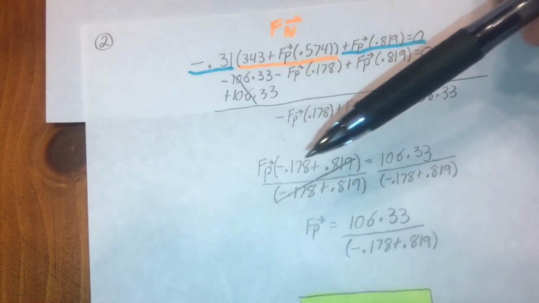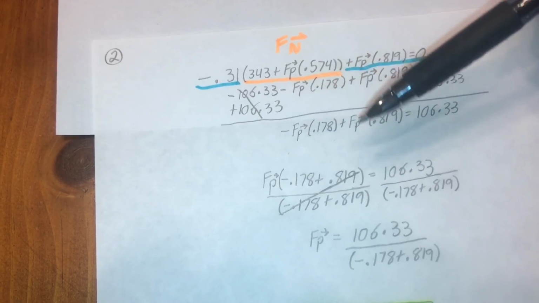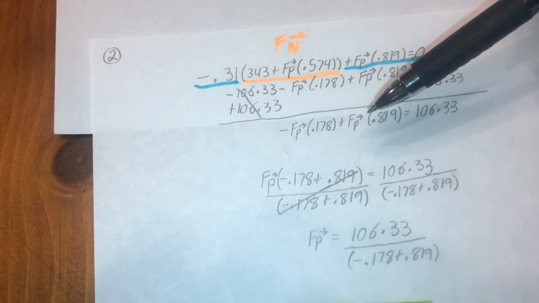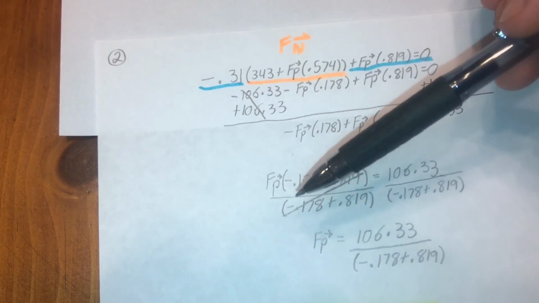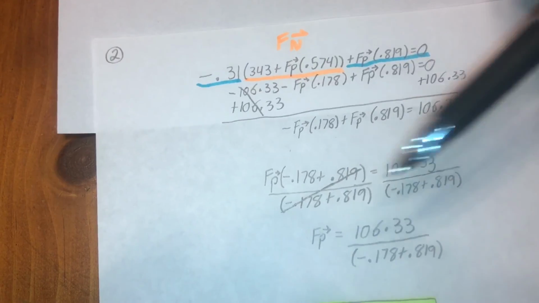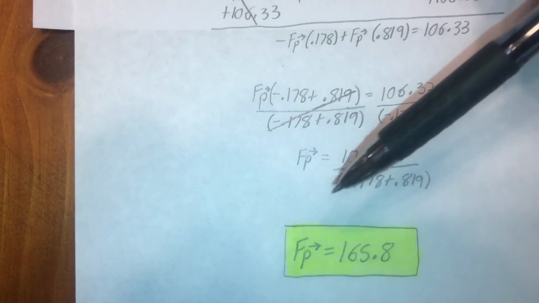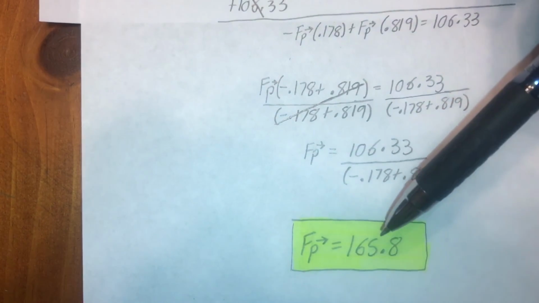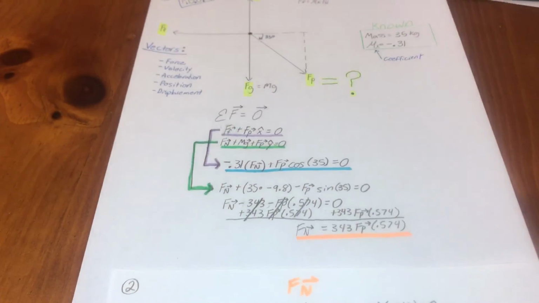Then what I did was, after I substituted, I divided both sides by negative 0.178 plus 0.819, and it gave me this, and I algebraically solved it for 165.8. And that is my problem.